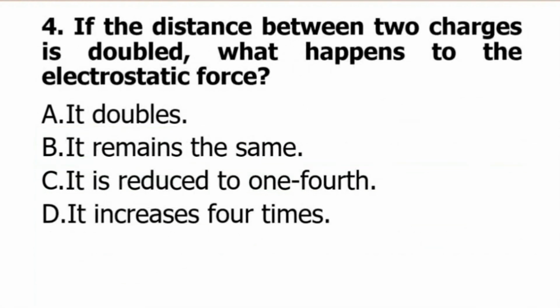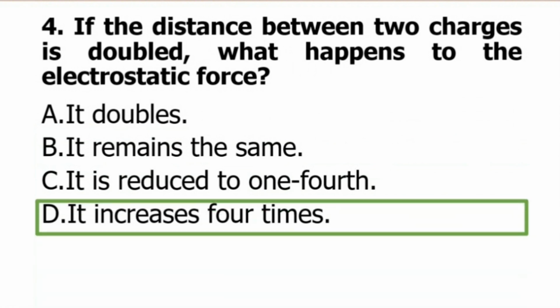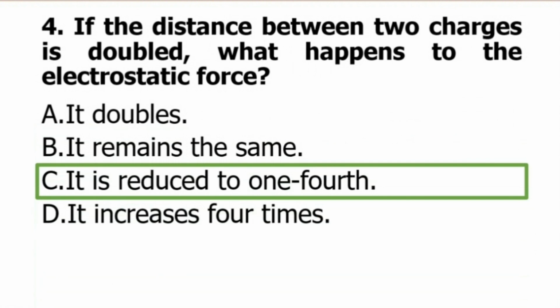Now, next one is number 4. If the distance between two charges is doubled, what happens to the electrostatic force? Is it A, B, C, or D? The answer is letter C. This one is because according to Coulomb's law, the force is inversely proportional to the square of the distance. So it should be reduced to 1/4.